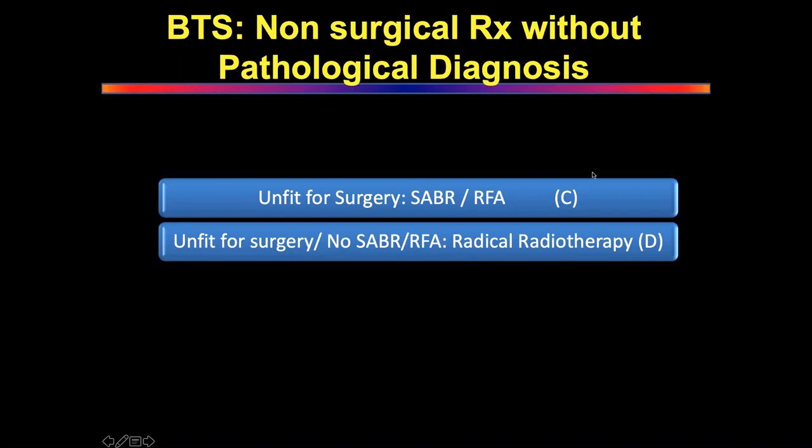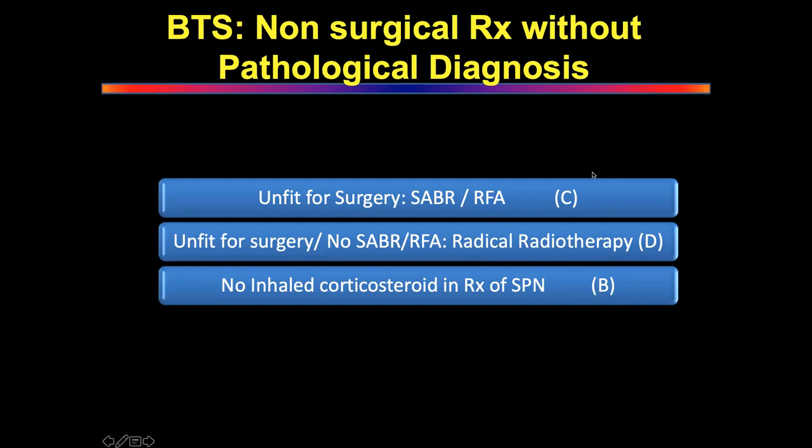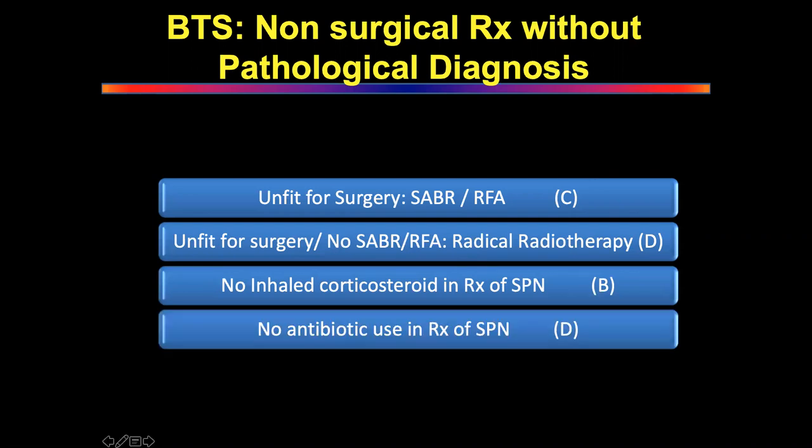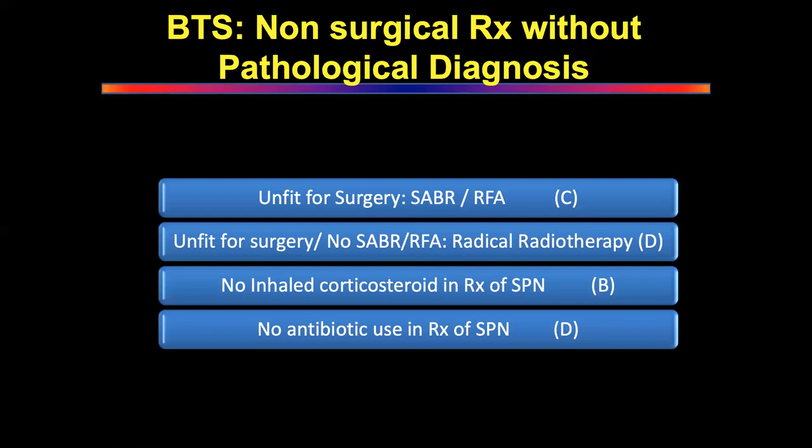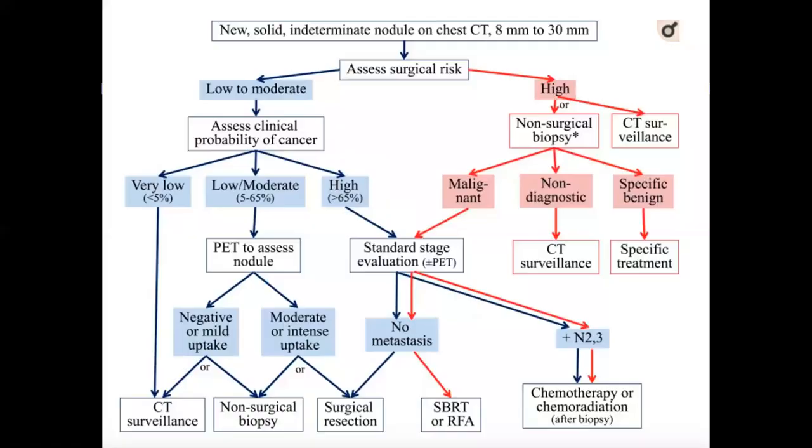And there is somebody who's talking about inhaled corticosteroids. There's no role for that. And there's no role for antibiotic use in the treatment of SPN as a standard protocol, okay? But in a GGO, where you're suspecting infection, you may use it. But it's not part of the guidelines. If he's unfit for surgery, he's unfit for chemo as well, possibly. That's why chemo is not mentioned in the guidelines. Radical radiotherapy is mentioned. Okay, so go through these things and you will understand.